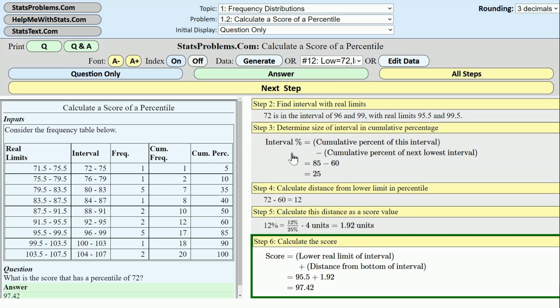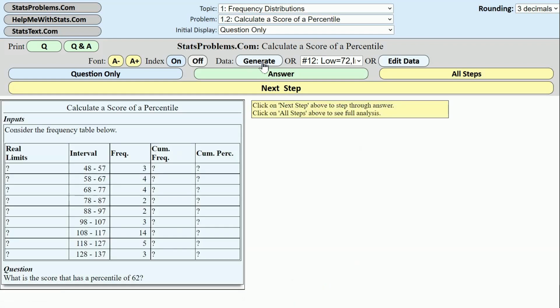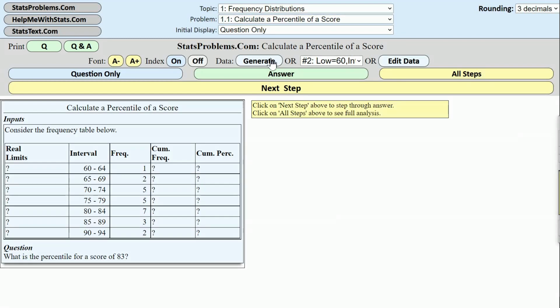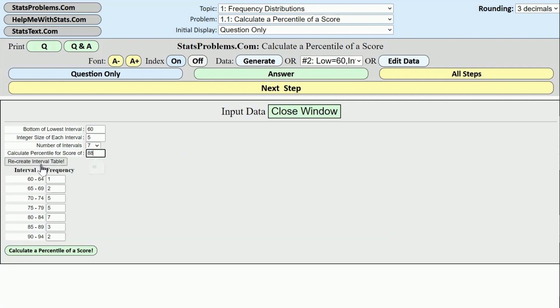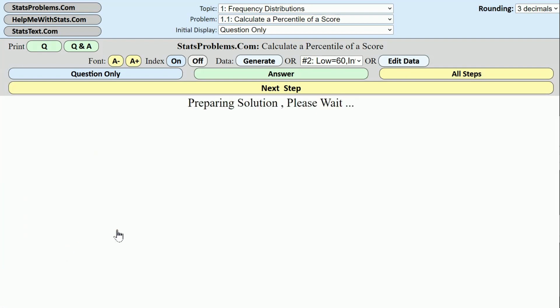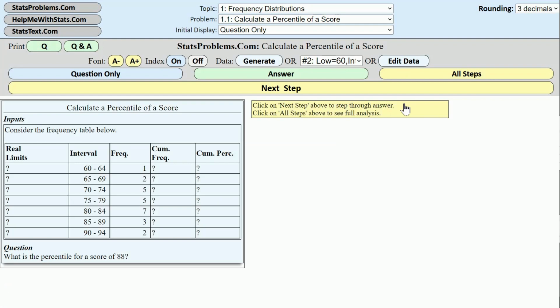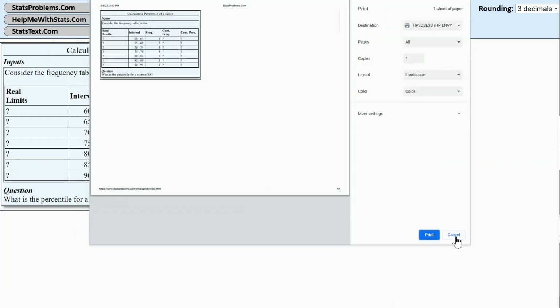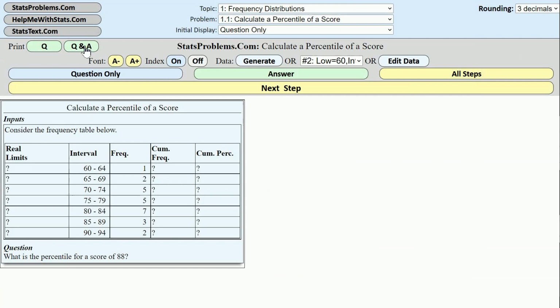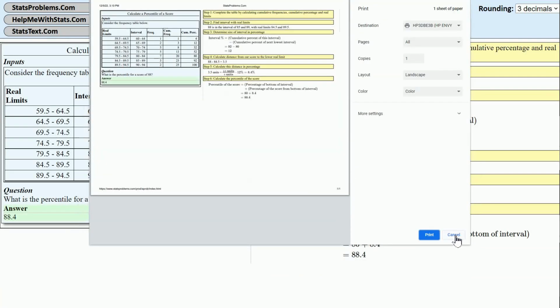In addition to the 25 example problems, we can work step by step through an unlimited number of new problems using the Generate button. The Edit Data button can help us create problems with customized input. Instructors can use this function to create problems with complete solutions to use on exams, in class, or for homework. For printed output, we can print the question, or we can print the question with the complete solution.